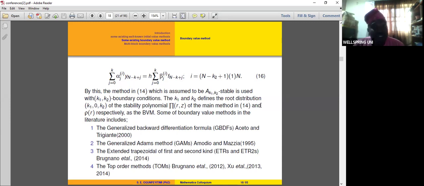Unlike in the initial value method, where after developing the method, you have to look for the method you use to implement it, the predictor you use to implement it. But in the boundary value method, you develop the three concurrently. As you are developing the method, you are developing the initial and the final concurrently. By this, the method in 14, which is assumed to be what? (k1, k2)-stable, is used with what? (k1, k2) boundary conditions. We need to know that the k1, k2 we are talking about: k1 is telling us the number of roots inside the unit circle, and k2 is telling us the number of roots outside the unit circle.